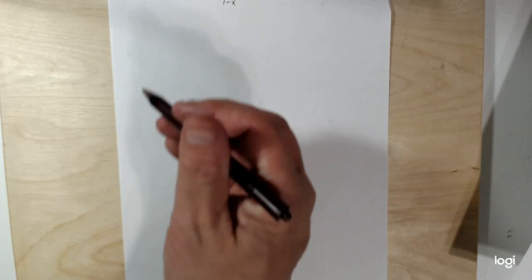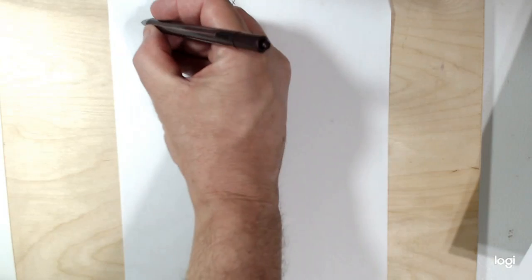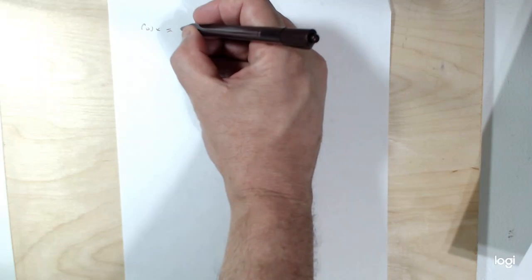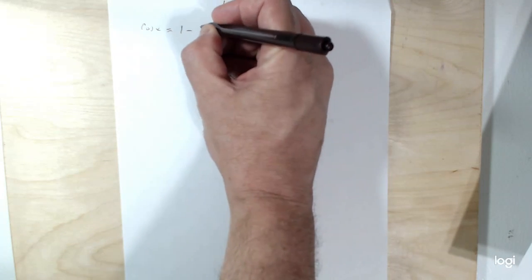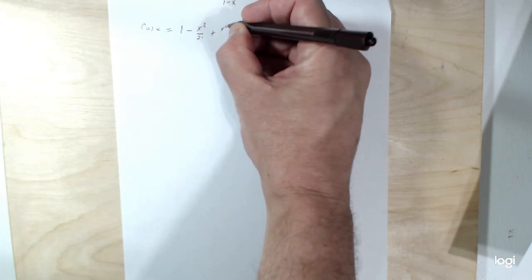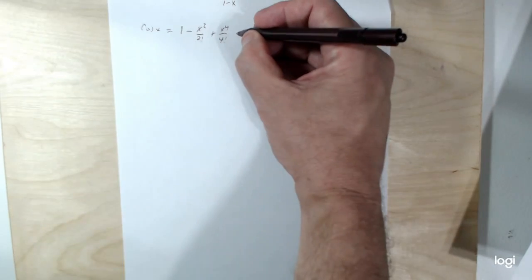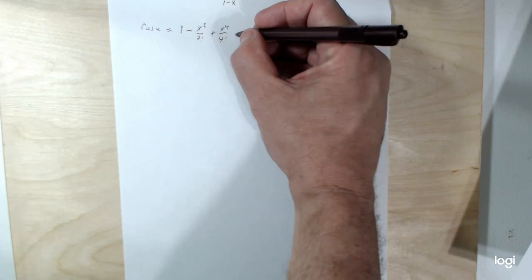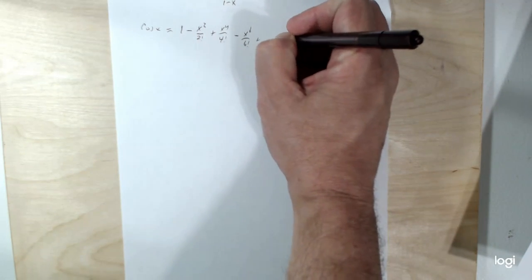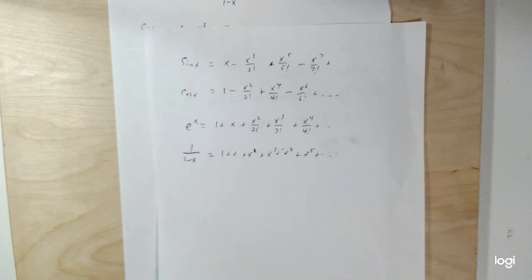Okay, and then finally, we have number 33. And here we can just use two of our things. We know cosine of x is 1 minus x squared over 2 factorial plus x to the 4th over 4 factorial, and then minus x to the 6th over 6 factorial, and so on. Okay, so that was one of our standard ones from back here.